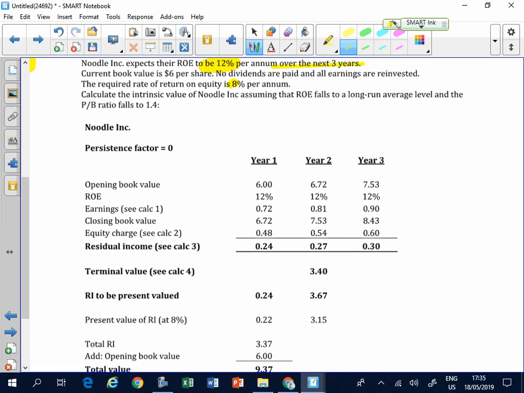Calculate the intrinsic value of Noodle Incorporated, assuming the ROE falls to a long run average level and the price to book ratio falls to 1.4. 1.4 is the big kicker in this example. That's why we're doing it now.